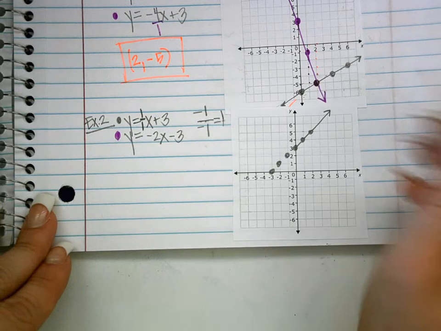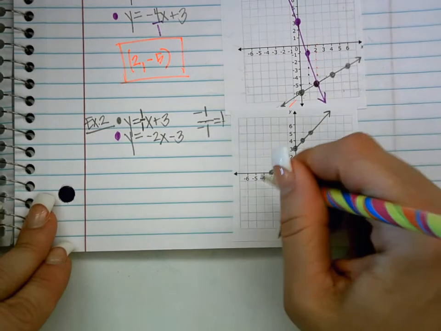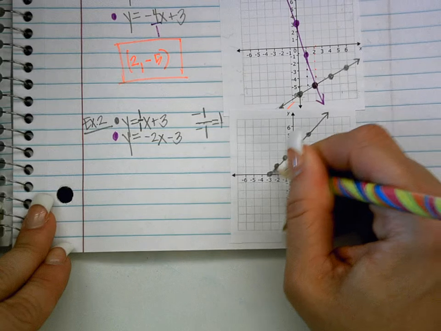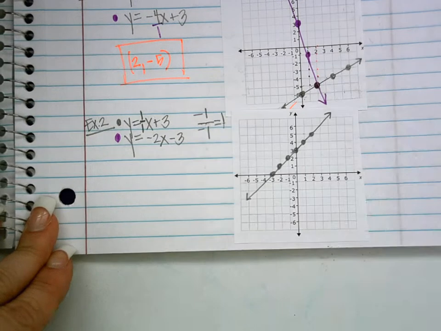This is still the same one. I'm still drawing the same one. So draw this line, try to make it as perfect as possible. Then we want to draw this other line.